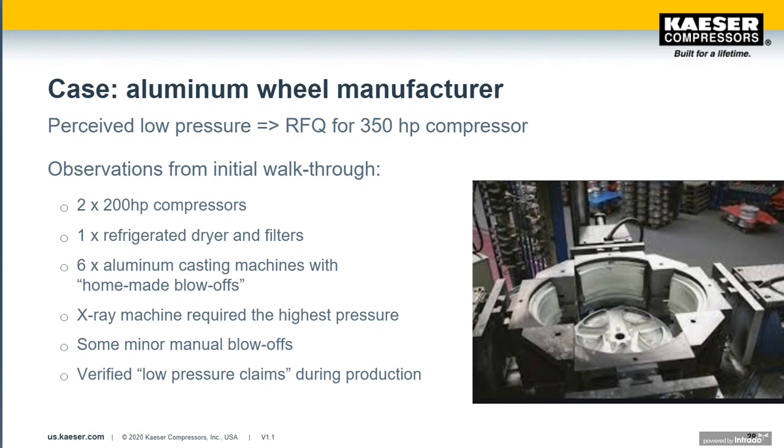We did the walkthrough of the plant. Yes, two 200 horsepower compressors, a dryer, filters, and we also found in the plant 6 aluminum casting machines with homemade copper pipe nozzles for blow-off and cooling. Also an X-ray machine to check the castings and some minor other uses, and we verified the low pressure condition at times. The people who were complaining the most were actually the X-ray machines.